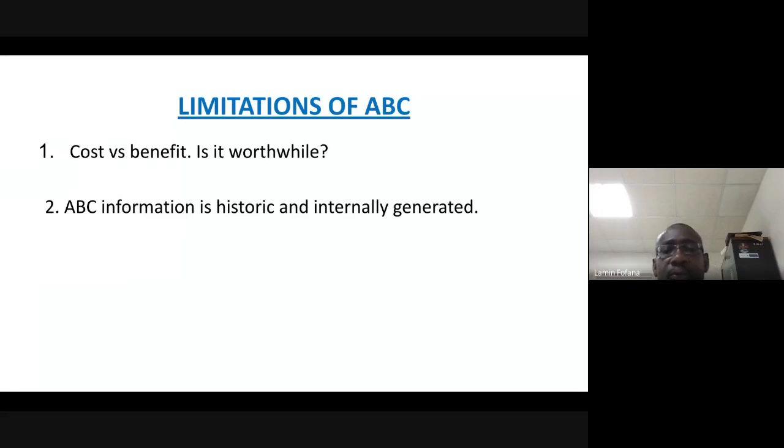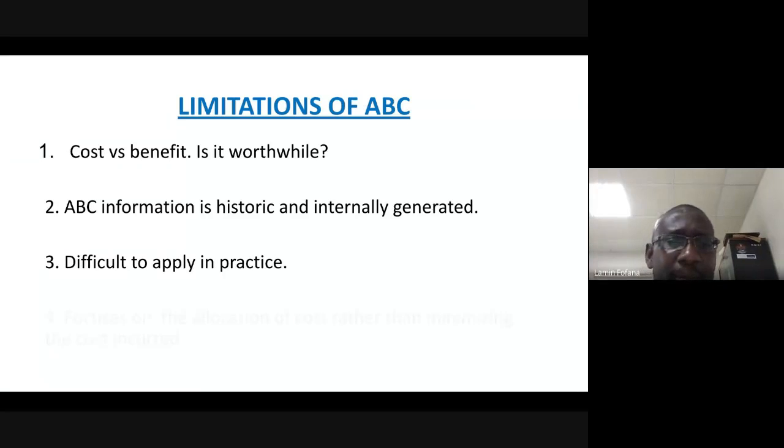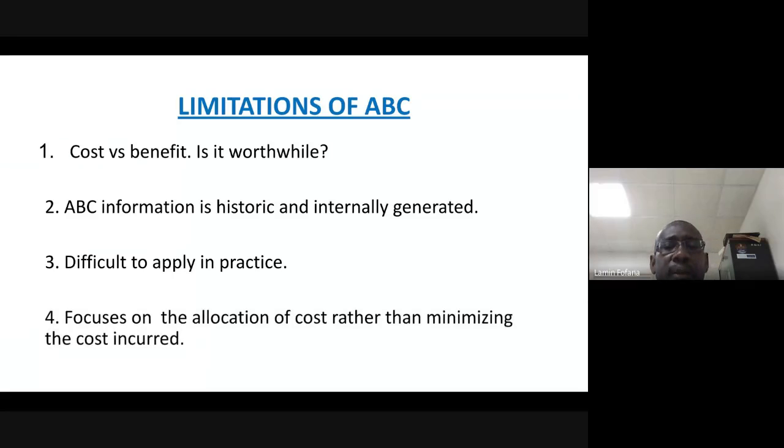Information that you deal with, of course, is historic and internally generated. That's a limitation. Sometimes it's very difficult to apply in practice, and not many people apply ABC in practice. Most people apply absorption costing. But it's really important. We've seen the benefits. And of course, it focuses on allocation of cost rather than cost control.